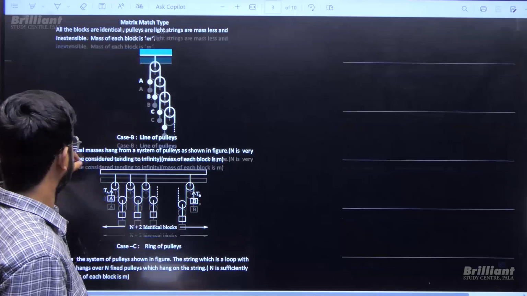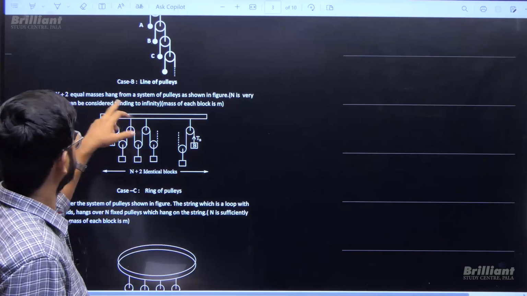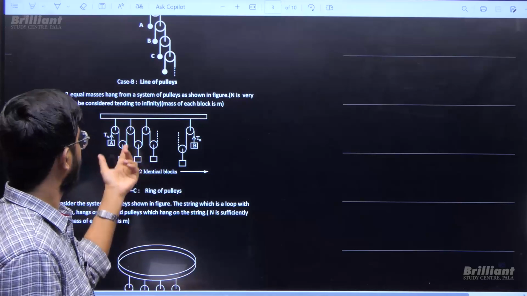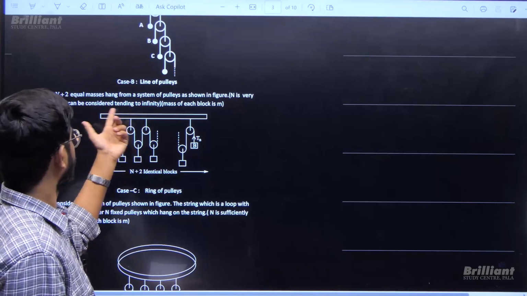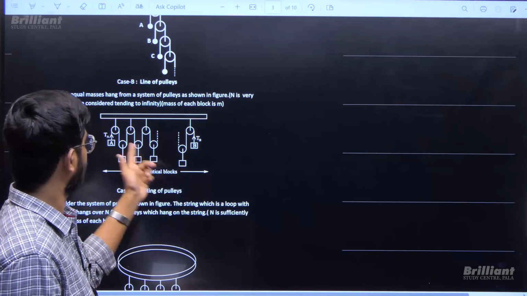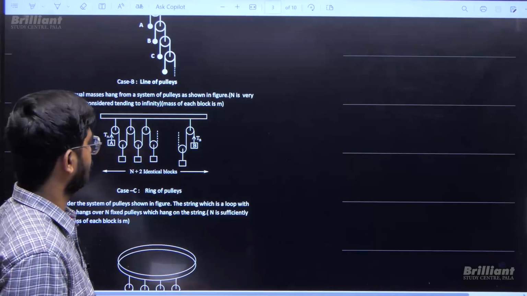Then the other case is n plus 2 equal masses hanging from a system of pulleys as shown in the figure. N is very large, and can be considered to be tending to infinity. The mass of each block is m. So there are n blocks here and there are 2 blocks here, so totally n plus 2.